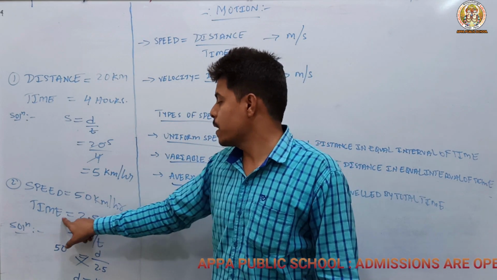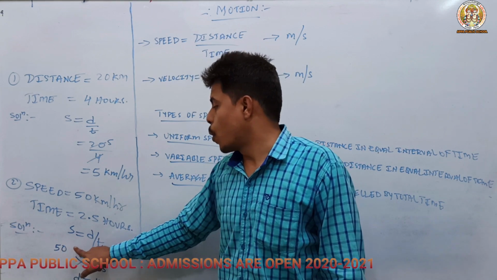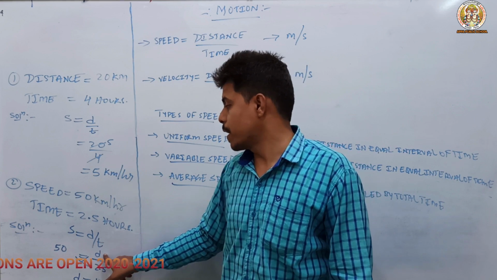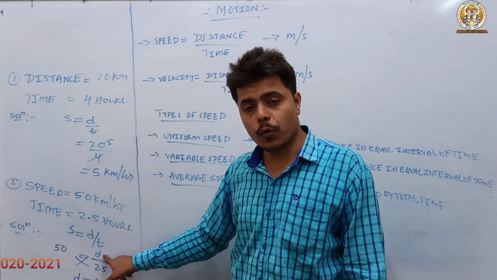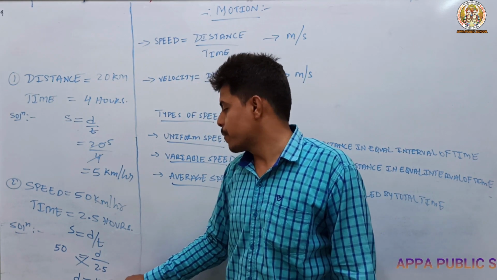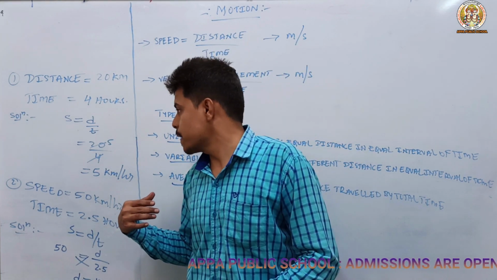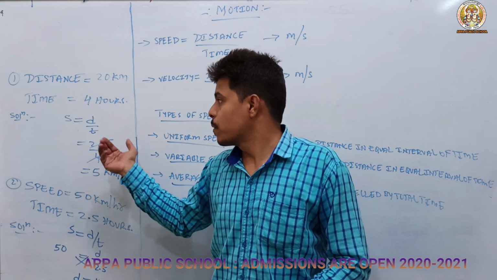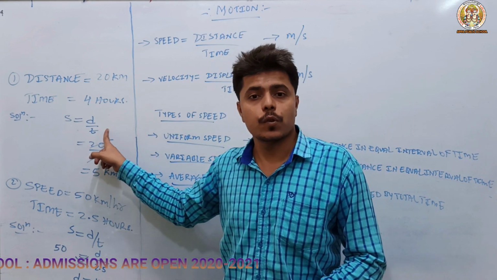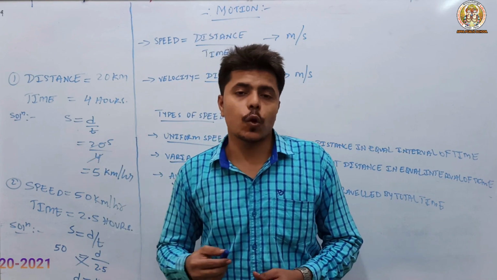Speed is 50 km per hour, time is 2.5 hours. Speed is equal to distance traveled by time taken, so instead of writing speed I have written 50, and distance we have written as usual. There is no distance given, we have to find the distance, and time is 2.5 hours. So 125 kilometers is the answer. These are two simple problems we have done based on speed.